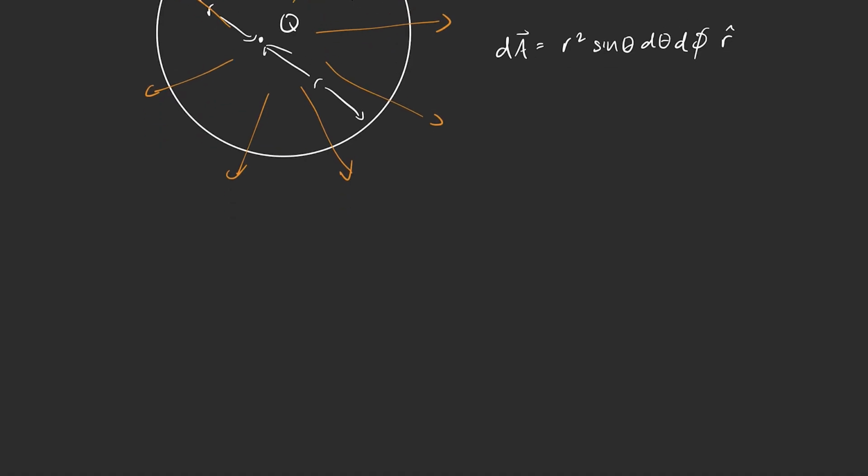So the net electric flux through the area element is E dot dA, which simplifies to, with our dA.